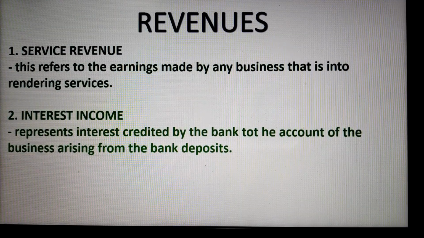Number 2, interest income represents interest credited by the bank to the account of the business arising from bank deposits. So, interest income is from the bank lending. The bank's main income is from the interest of those who borrow. Even co-ops rely on interest. So, they are happy when someone borrows because their interest income will rise.